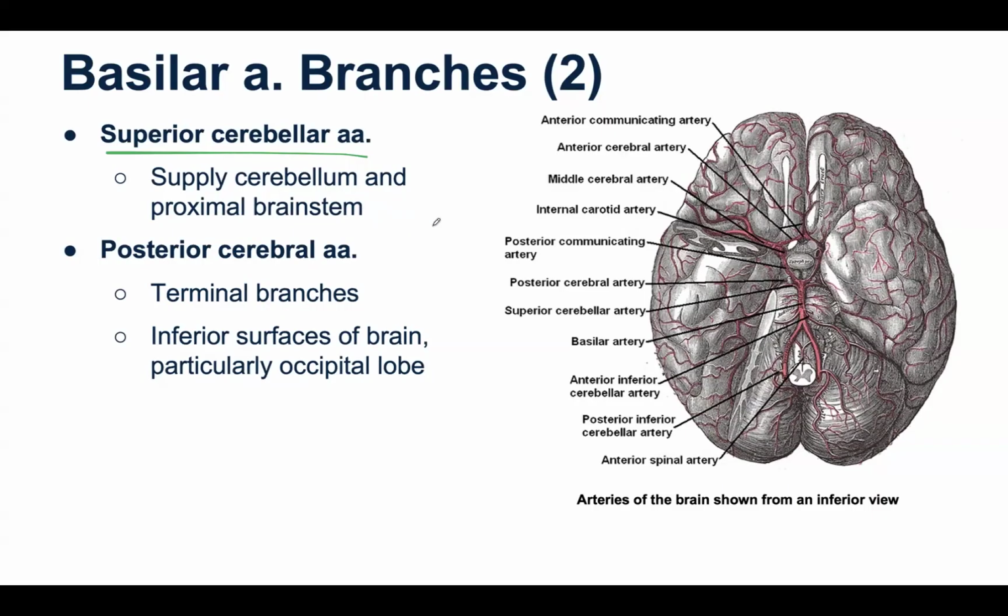The two terminal branches of the basilar are going to be the posterior cerebral arteries. And this is going to supply the more inferior surfaces or posterior portions of the cerebrum, not the cerebellum. So there's that tricky name thing. So it's not cerebellar, it's cerebral here. These arteries, the posterior cerebral arteries, are going to be connected to the internal carotid by that posterior communicating artery we discussed before.